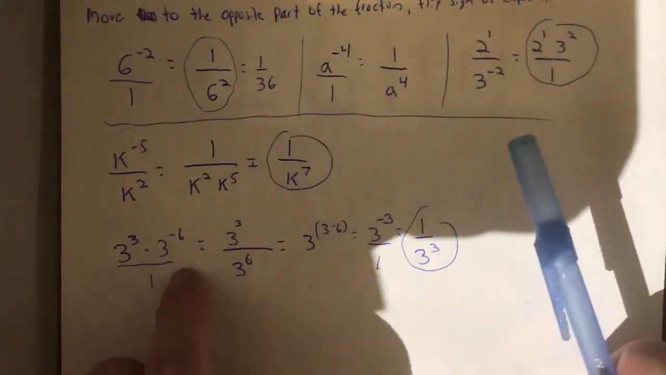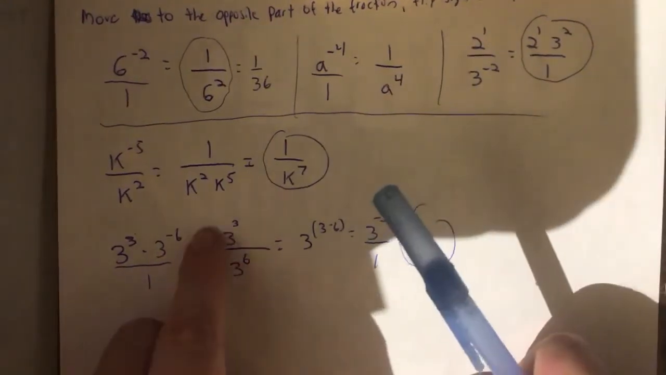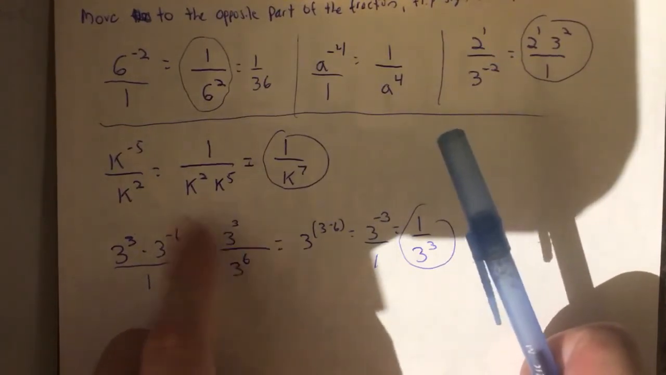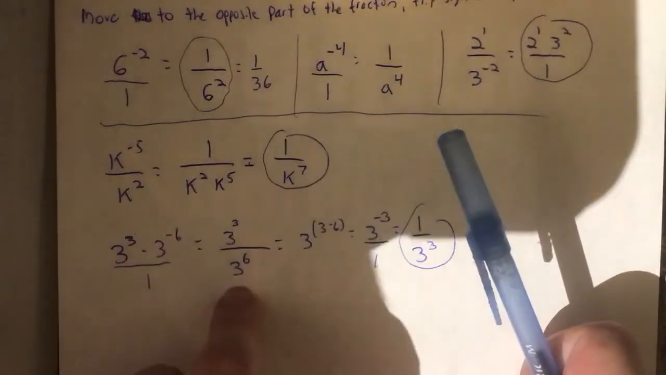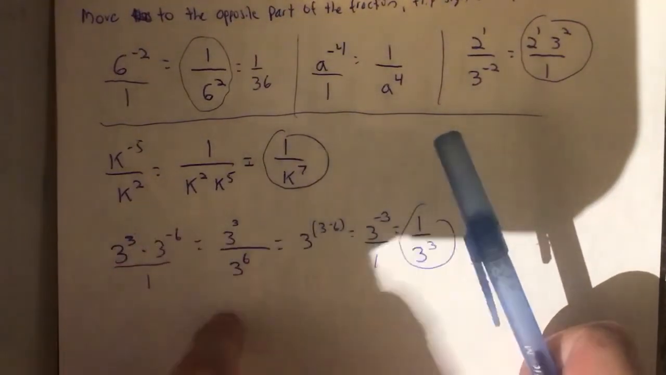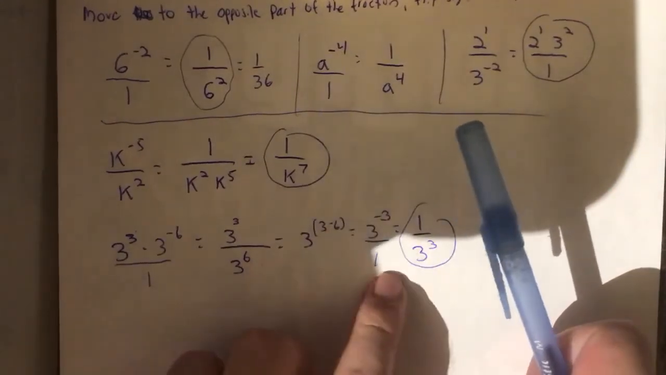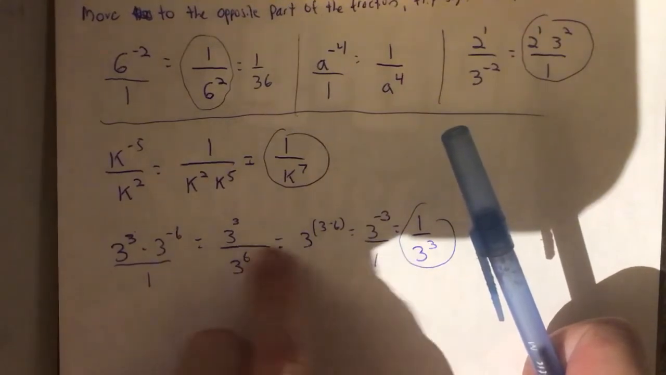Or if you don't want to do this, just think. Once I have everything with positive exponents, just think, which part of the fraction has more 3's and by how many? And then that is the part of the fraction that becomes positive. Since I have more 3's in the denominator than the numerator, it's going to be positive in the denominator. And there's 3 extra 3's. So if you don't want to do this, you can just use that idea.